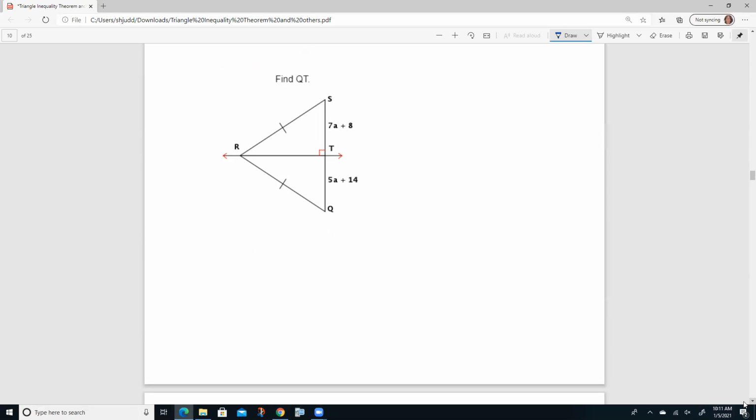Okay, let's talk about this. We want to find the length of Q to T. Q to T is from here to here. Now, I noticed that this is an isosceles triangle. Whenever you're dealing with an isosceles triangle, when it's cut by a perpendicular line that starts at your vertex angle and goes through your base side, that is a perpendicular bisector. So we actually know that this side is congruent to this side.